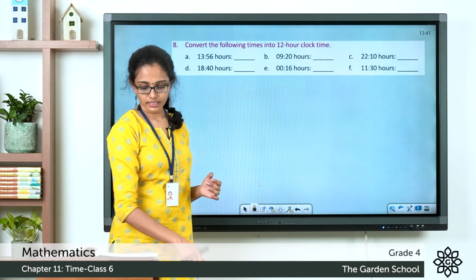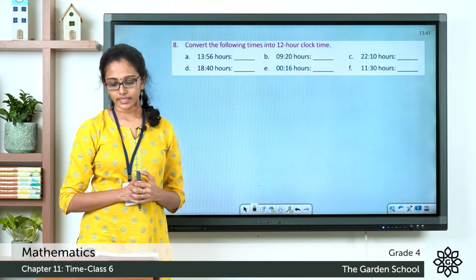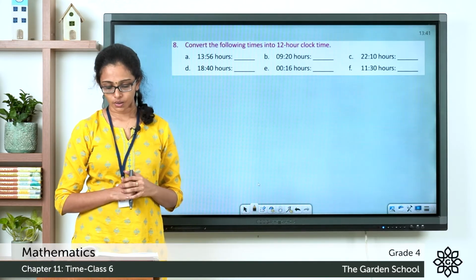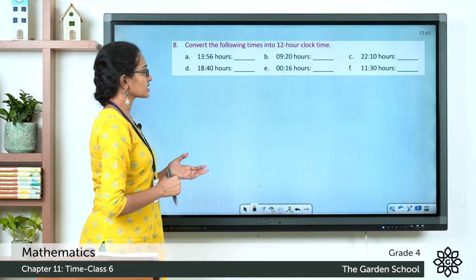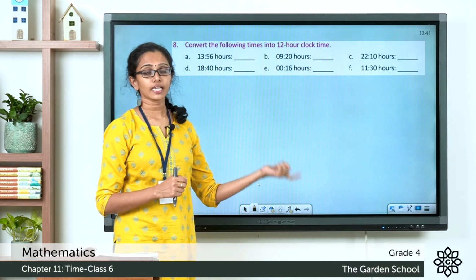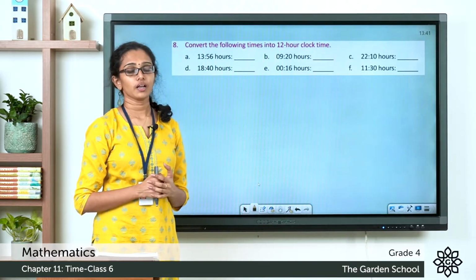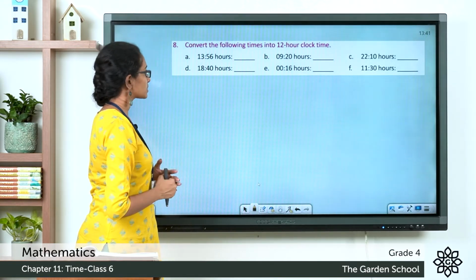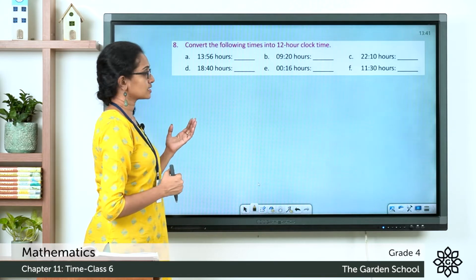Now question 8. Convert the following times into 12-hour clock time. Here the questions are given in the 24-hour format. You have to find the equivalent time in a 12-hour clock system. So the first question, 13:56 hours.